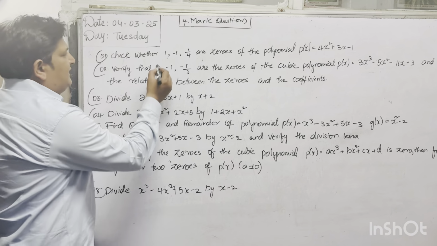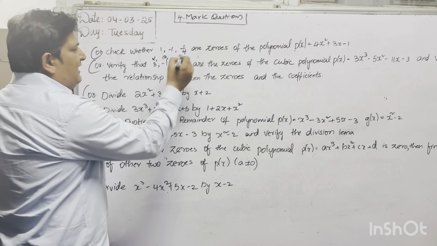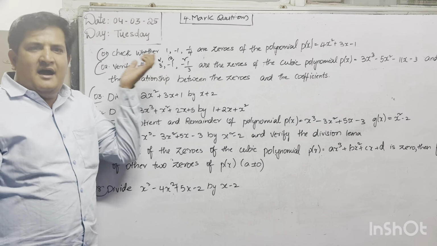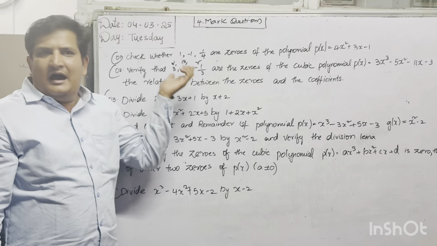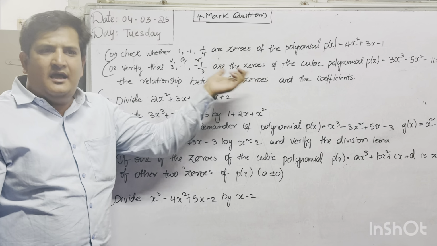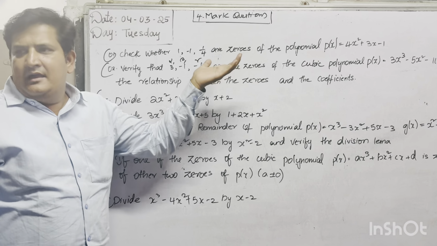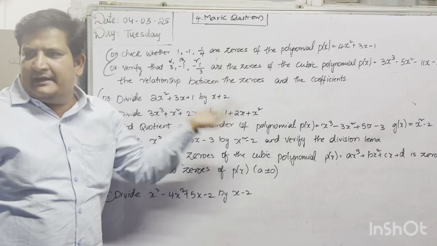Next, what you will take? This as alpha, this as beta, this as gamma. What you will check here? Alpha plus beta plus gamma, alpha beta plus beta gamma plus gamma alpha, and alpha beta gamma. You have minus b by a, c by a, and minus d by a.